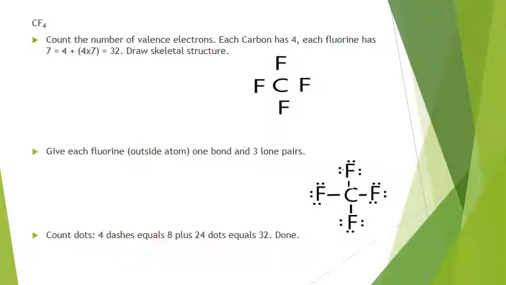Alright, carbon tetrafluoride. Carbon has 4 valence electrons. Fluorine has 7. 4 times 7 is 28, plus 4 gives 32. Let's make sure fluorine gets 1 bond and 3 lone pairs. So that's what you get here. Count the number of dots: 2, 4, 6, 8 around each fluorine. So it's 4 times 8, which is 32. And that's the same as here, so this is the correct structure.